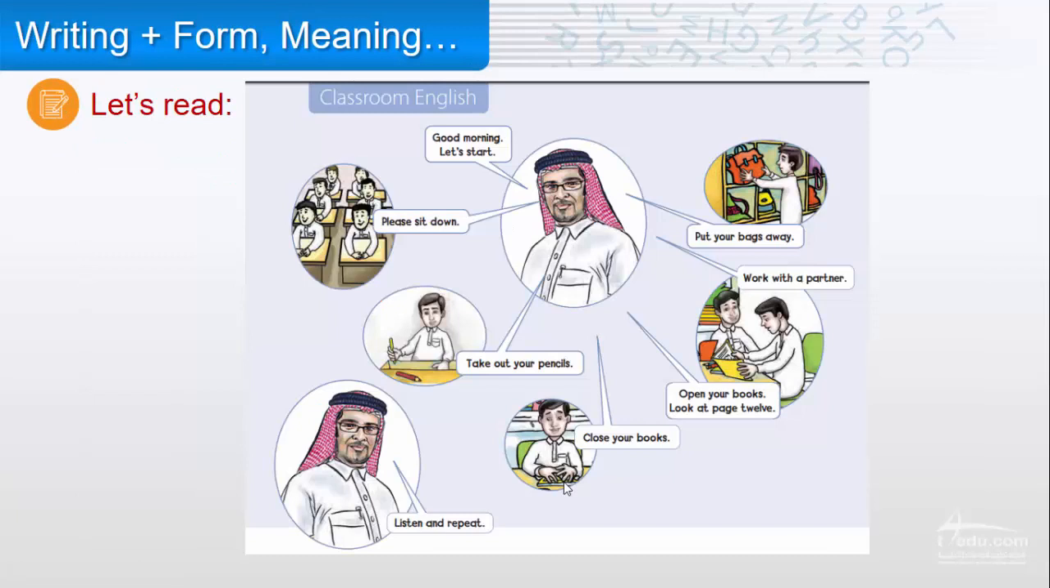Now let's read. This is classroom English. What do we say in the classroom? This is the teacher, and these are the students. Good morning. Let's start. Put your bags away. Work with a partner. Your partner is your friend. Open your books. Look at page 12. Close your books. Take out your pencils. Please sit down. Listen and repeat.